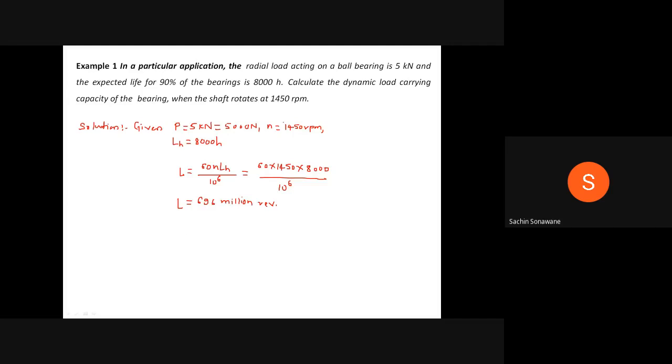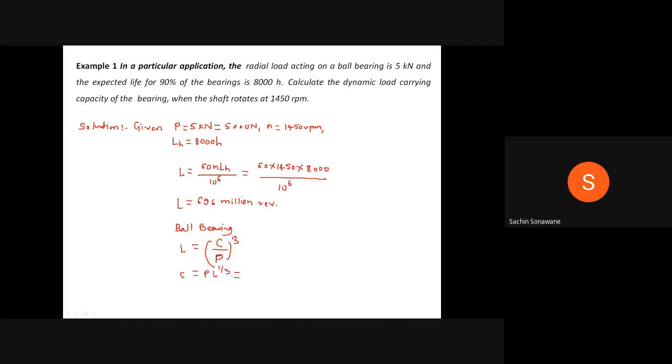Now we have to calculate the dynamic load carrying capacity, that is, we have to calculate the value of C. What is our equation? This is which type of bearing? This is the ball bearing. Therefore, what is the formula? L is equal to (C upon P) raised to 3. Therefore, C is equal to P into L raised to 1 by 3.